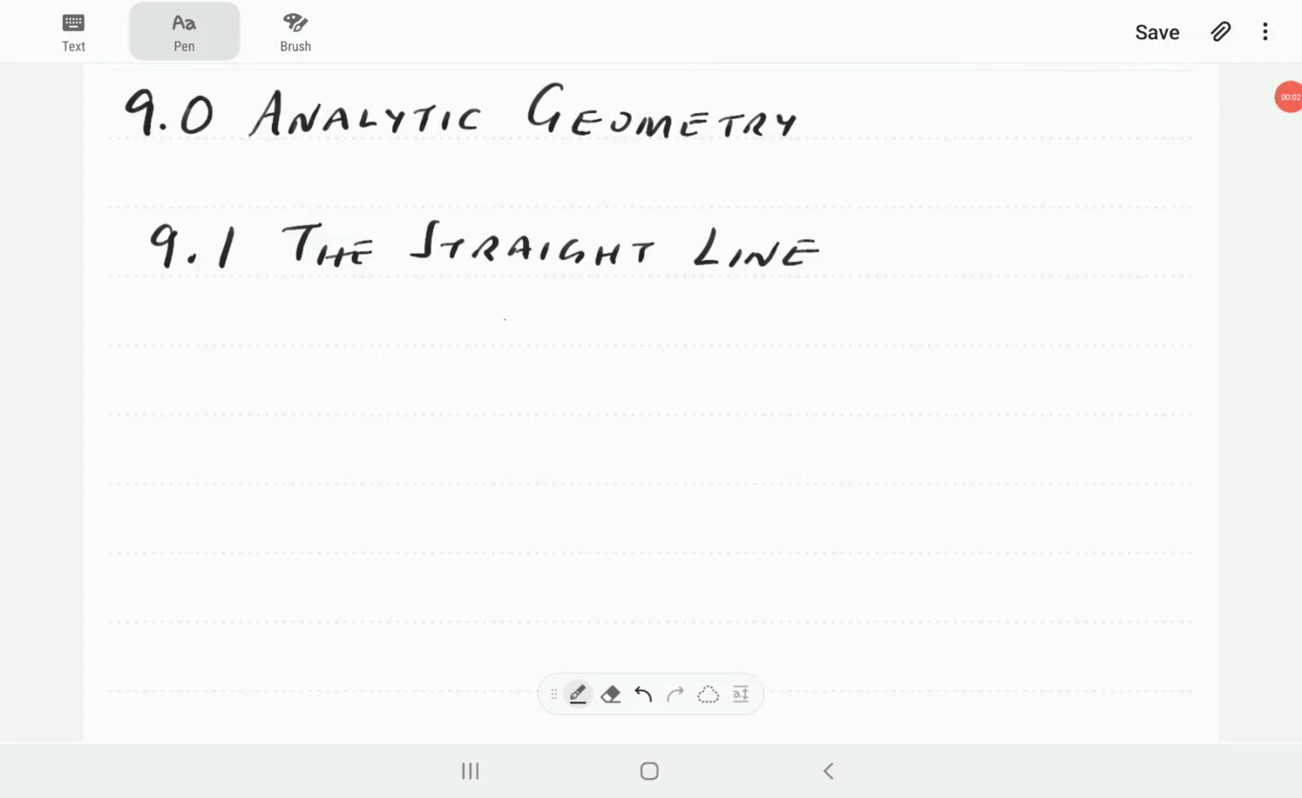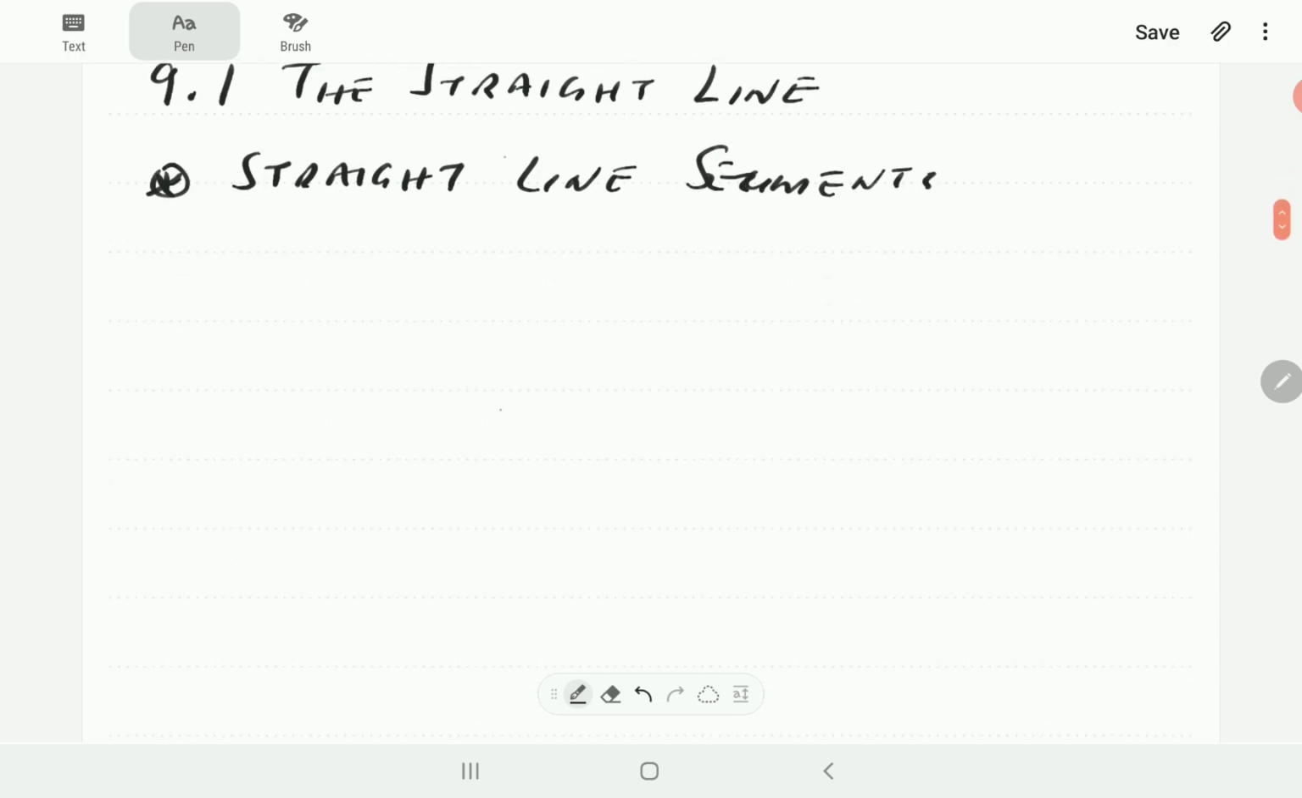Okay, in this video we're going to look at analytic geometry. We're going to start with the straight line. So first let's look at straight line segments. We're going to look at the case of a straight line of finite length.